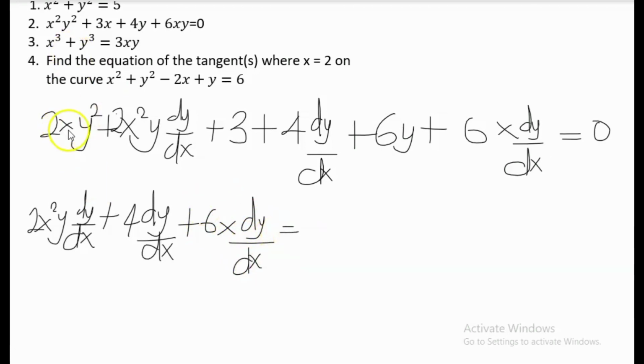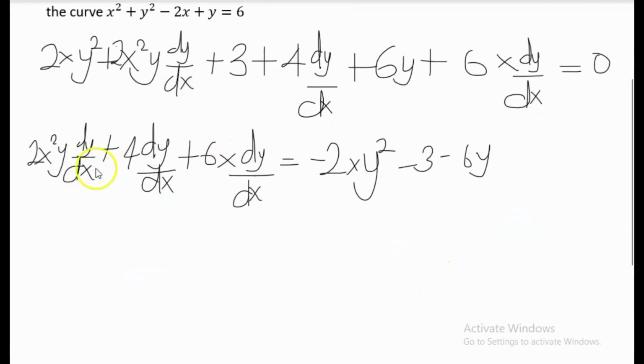So let's take anyone that doesn't have dy dx to the other side. So that will be negative 2x y squared, negative 3, negative 6y, and yeah, that's about everything.